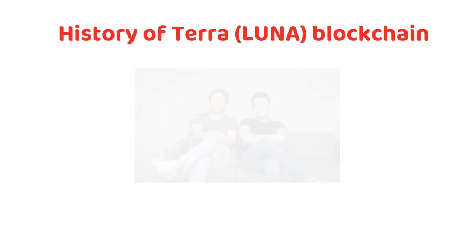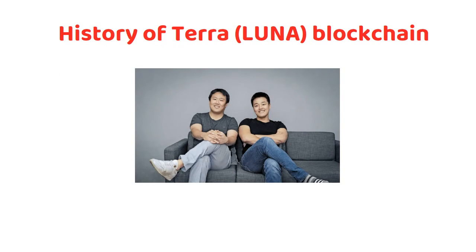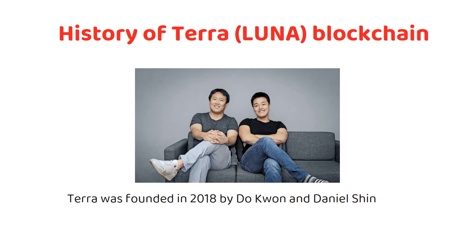History of Terra blockchain. Terra was founded in 2018 by Do Kwon and Daniel Shin and launched its mainnet in 2019. Kwon and Shin built Terra to offer users the stability of fiat currencies while harnessing the power of blockchain technology for faster and cheaper settlements than traditional payment solutions.